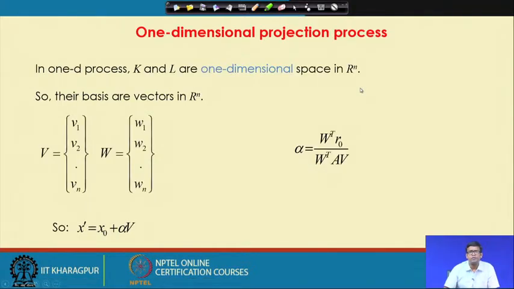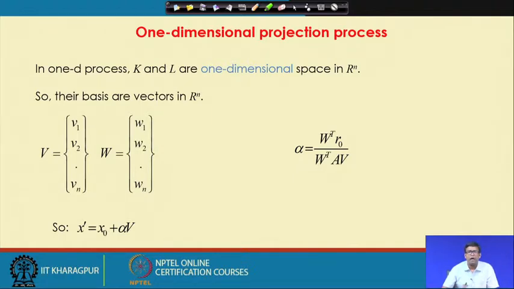In one dimensional projection process, precisely what we have used, K and L are one dimensional spaces in Rn. So, the basis vectors are a single vector, V has a single basis, W has a single basis, and we can find out alpha is W transpose R 0, which is, instead of y, now we have to find out a scalar value alpha, which will be multiplied with the vector V, and we will get the updated solution. Now, one question directly comes here: K and L were general spaces in our initial idea, but now we are taking K and L as one dimensional spaces.